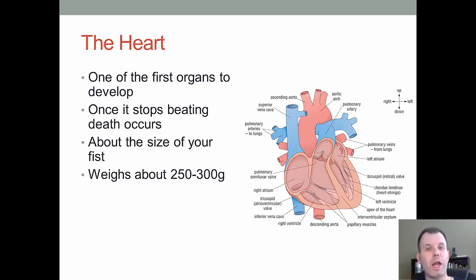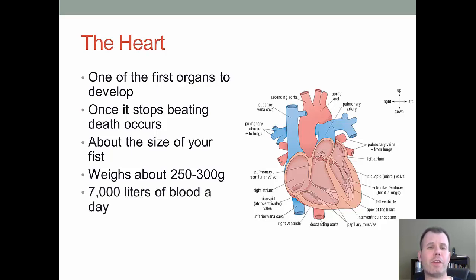Now, if you are heavier or taller, your heart's going to be bigger than someone that's smaller and shorter, because obviously the heart's got to work harder to pump the blood to the top of your head and to the bottom of your feet. And so that's an important trait to think about too. So the bigger you are, the larger your heart's going to be.